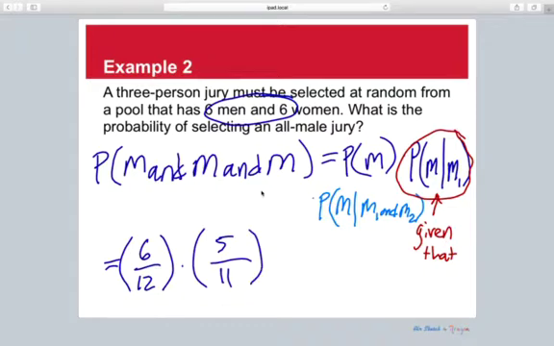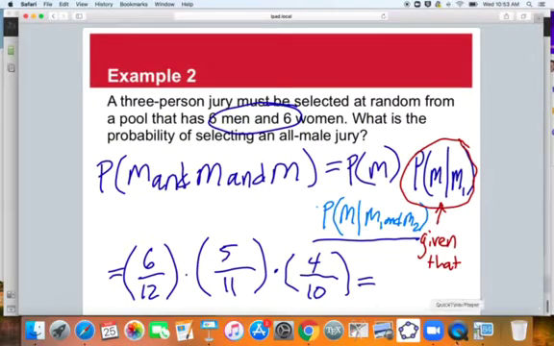So we're going to multiply that by 5 over 11 times, and now we're looking at the probability that the third person selected is male, given that the first 2 selected were male. So now, if the first 2 selected were male, there's only 10 people remaining to be selected from, and there's only 4 males remaining because the first 2 selected were male. So now all we have to do is multiply this out, and that's going to give us our final probability that all three were male.